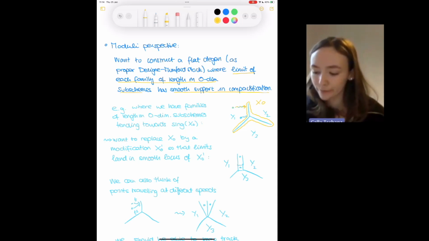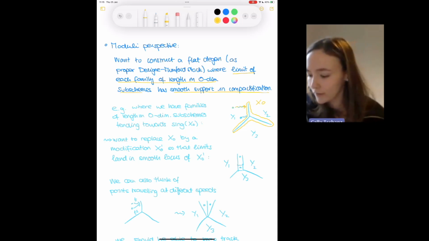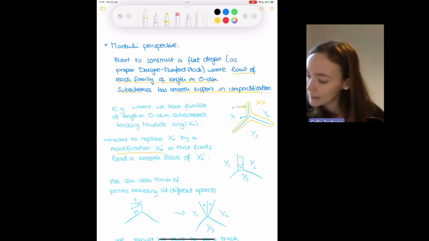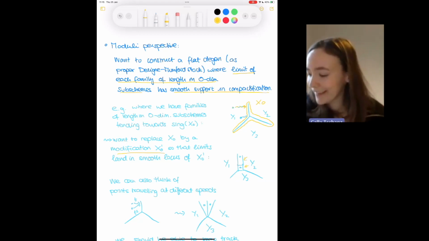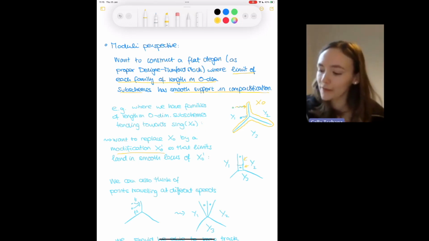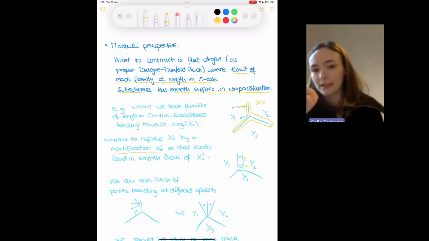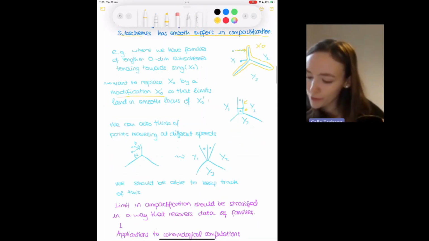good enough as a fiber, so I'm going to replace it by some modification of x0. And this is what I'm going to do. I'm going to modify x0 and basically add in these extra components in this way. Okay, this is a very naive picture. This is not how we'll do it, but essentially you want to add in some extra components so that then your little points tending towards this limit will land in the interior of these components. So that's what we're trying to do.